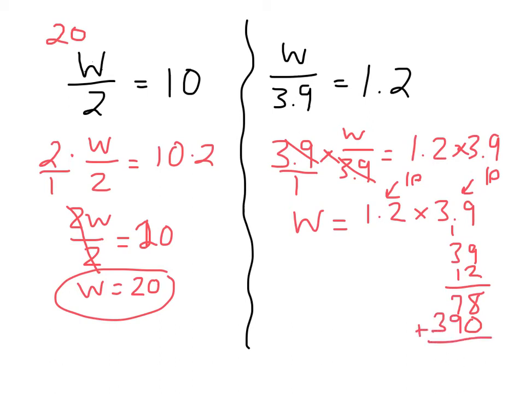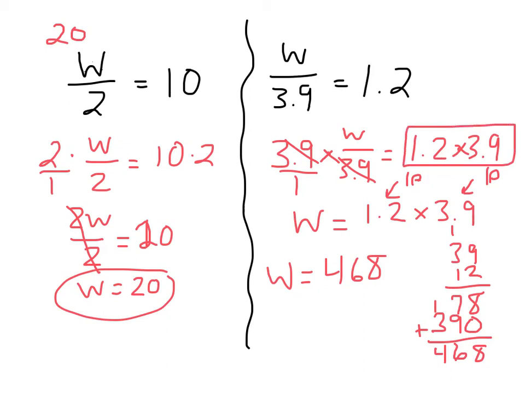Now I'm finding the sum. 8 plus 0 is 8. 9 plus 7 is 16. Carry the 1. 1 plus 3 is 4. So W is not 468 because 1.2 times 3.9 could not be 468. But if I move the decimal back in those two places I was talking about before, 4.68 sounds like a better answer. W equals 4.68.